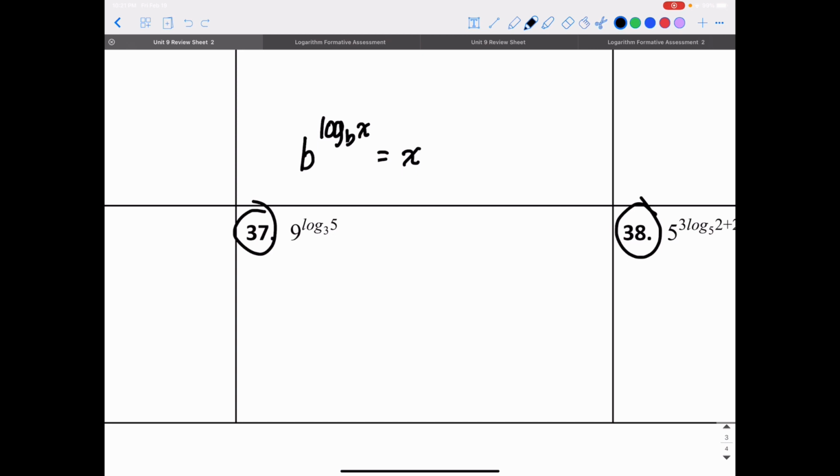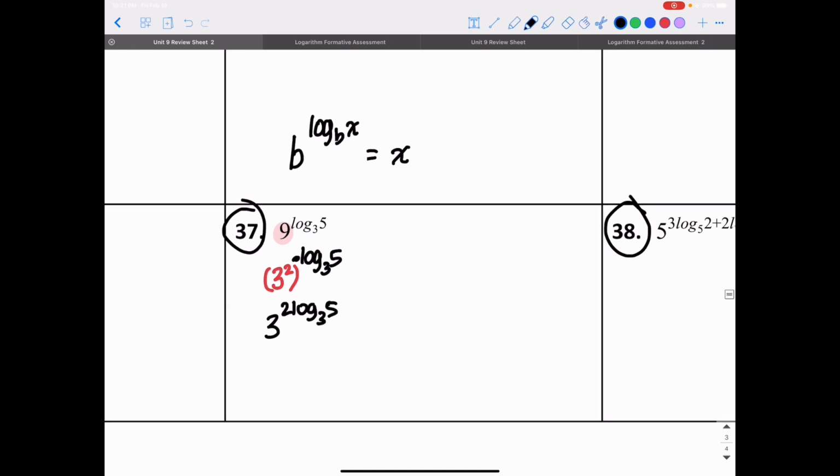I can see, though, that 9 and 3 have a base in common, so I can actually rewrite 9. I can rewrite 9 in terms of 3 to some power. I can write 3 to the second power, that is. I have 3 to the second power raised to the log base 3 of 5. When I have a power to a power, I multiply, so I multiply 2 times log base 3 of 5. I end up with 3 to the 2 log base 3 of 5.